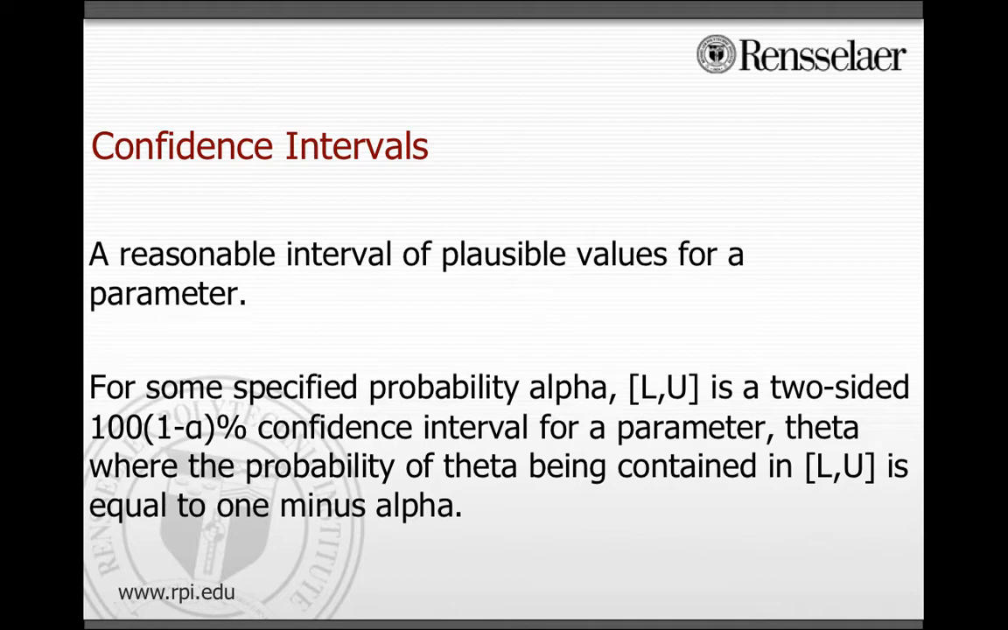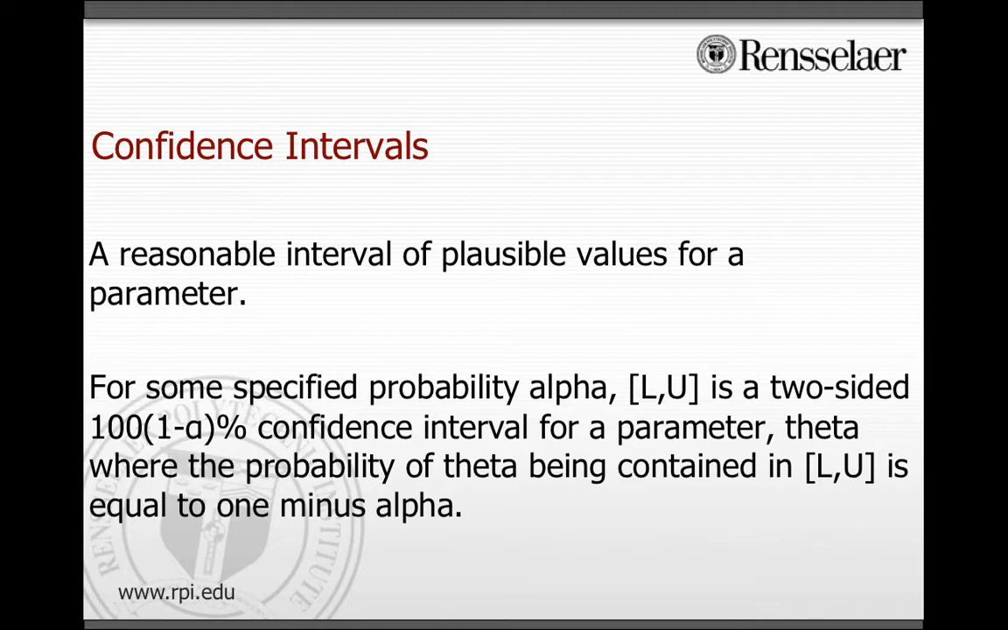The upper and lower limits of a confidence interval are random. Hypothetically, if we repeat the experiment and calculations a large enough number of times, each time getting a different interval, roughly 100 times (1 minus alpha) percent of the intervals would contain the true fixed parameter theta.